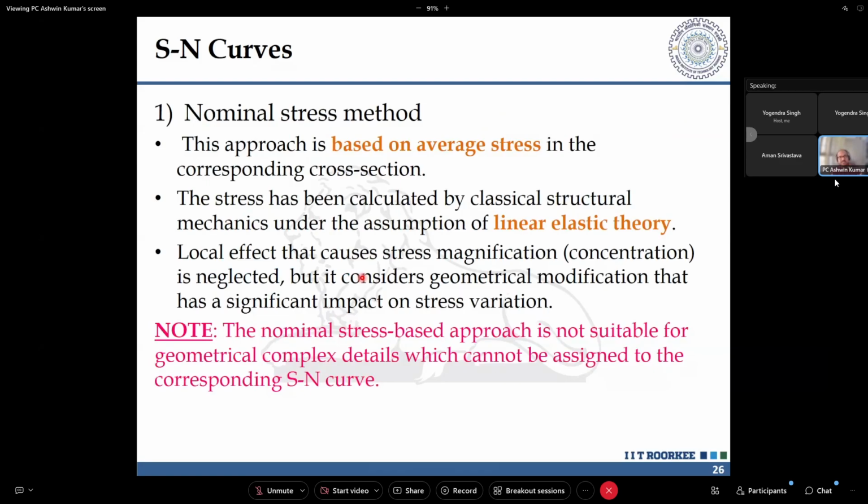The stress is calculated using the assumption of linear elastic theory, M by I, F by Y, the mechanics of materials that you have studied, is used to calculate those stresses, right? And local effects that cause stress magnification are neglected. But yes, if you do a lot of tests, and the tests give you information regarding this cyclic fatigue, then obviously that stress concentration would also be taken into consideration, right?